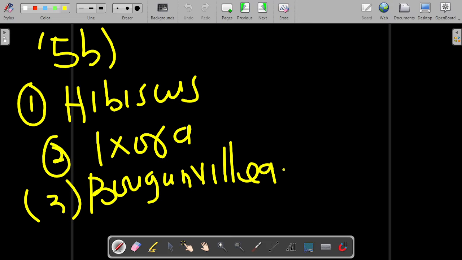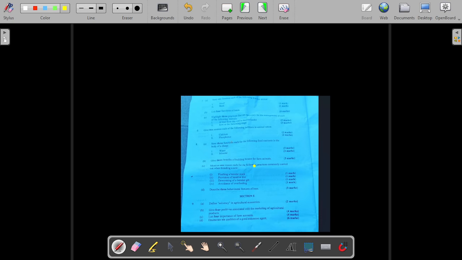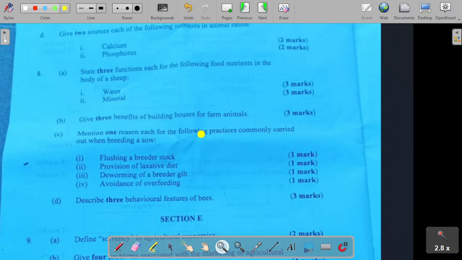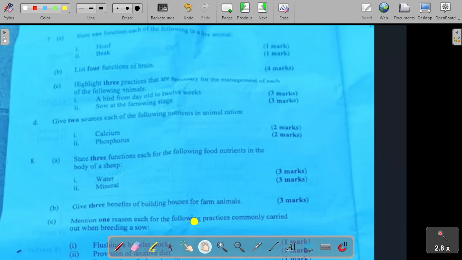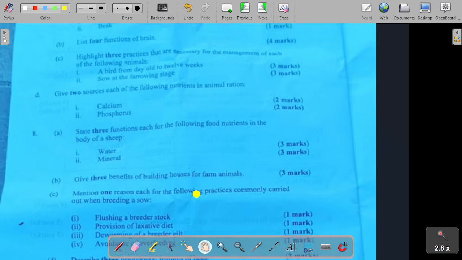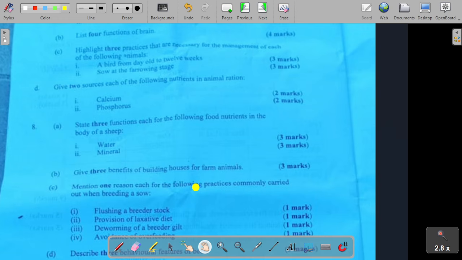So let's go to section D and see what we have there. Section D. That means you're answering question 7 or question 8. It's your choice. Like I said, I will do the one that I think is shorter for us to handle. So let me check the questions, 7 and 8. I think question 8 should be better.